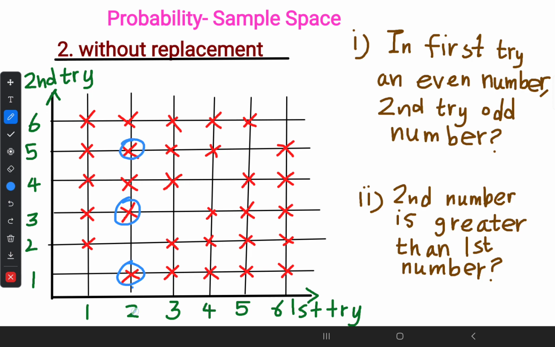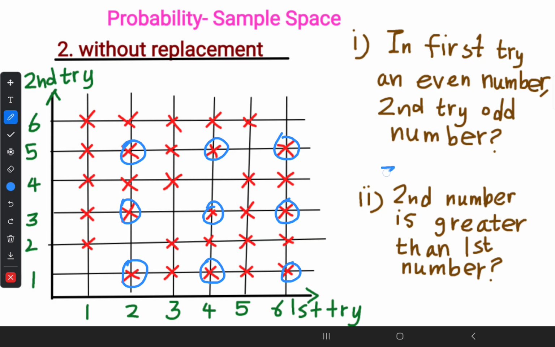This event is possible. First even, second odd. Even, we do not want that one. 4 and 1, this is a possible one. Here this is possible, this is possible. Last, this and this. In total, how many events are there? No need to think about them. Totally here we have 30 events.